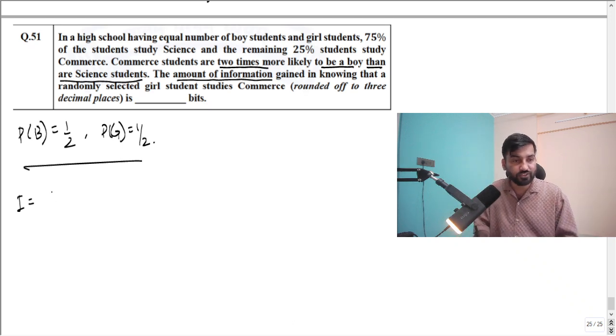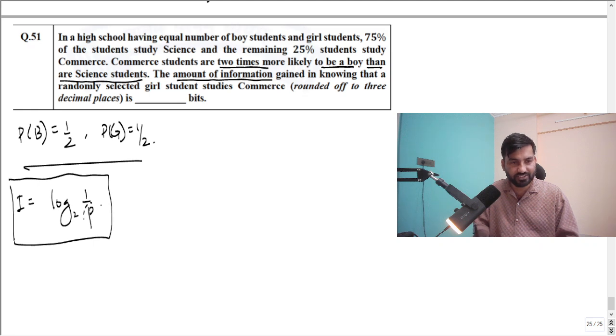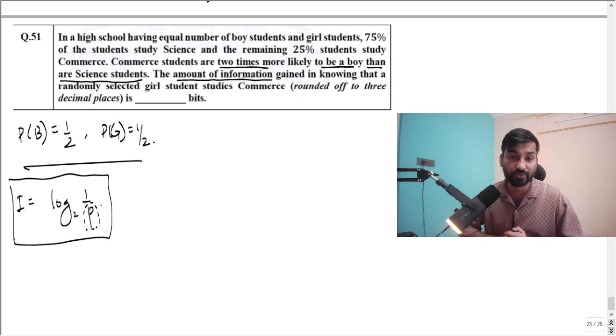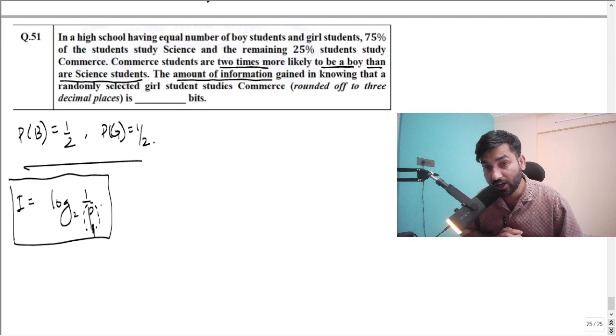Information is nothing but log base 2 of 1 by p. This is the probability p that you have to compute. If you are able to find this probability, call it p1, then you can get the answer. Now the question is, how do we find this p1?